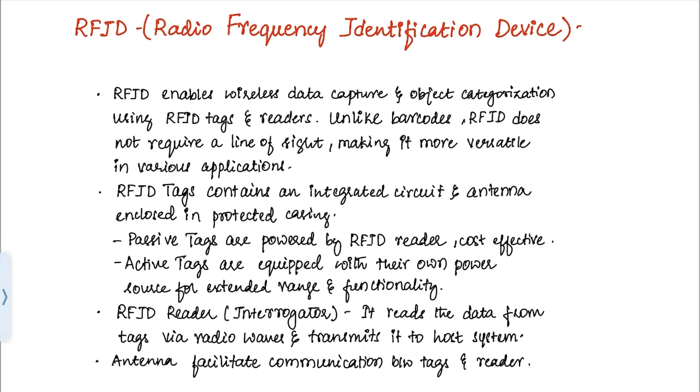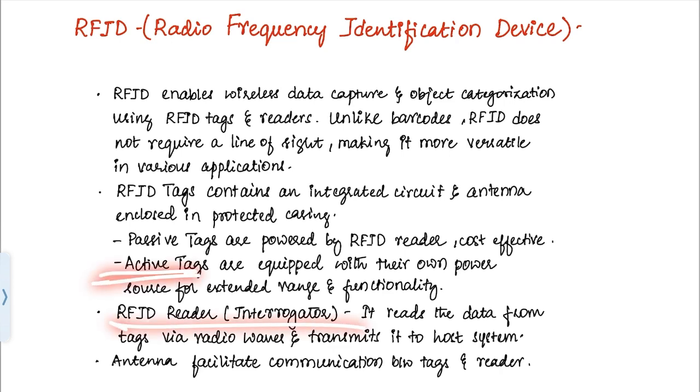Speaking of the tags, there are two types of tags here. The first one is passive tags. Passive tags are powered by the RFID reader, so they are cost effective. Speaking of active tags, they are equipped with their own power source for extended range and functionality. Passive tags can perform only read operations, whereas with active tags you can read and write. Both operations can be done here.